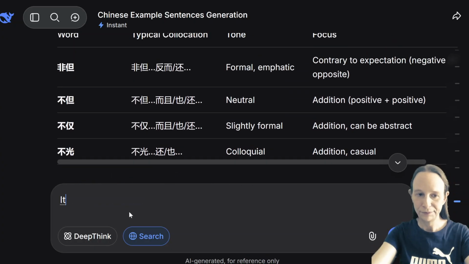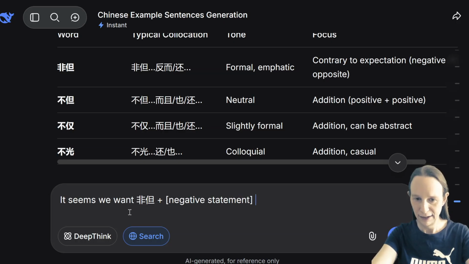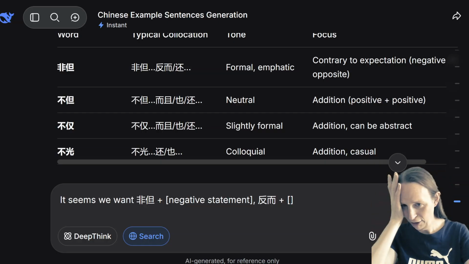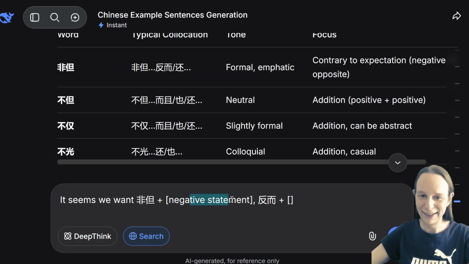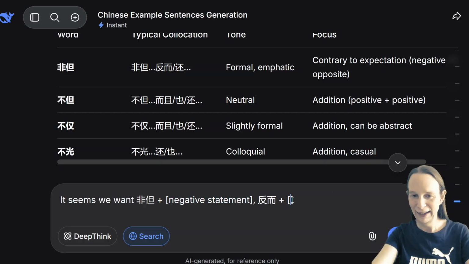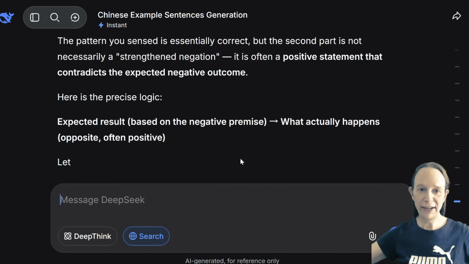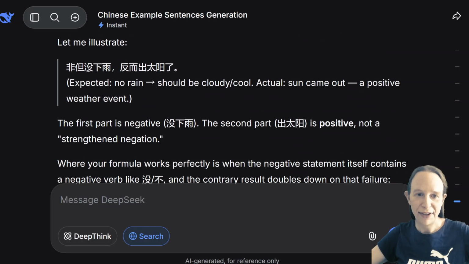All right, so it seems we want 非但 plus a negative statement, so a statement that's contrary, negative statement, there's like a negation that's strengthened, negation of the negative state. Very close. All right. 非但没下雨，反而出太阳了.